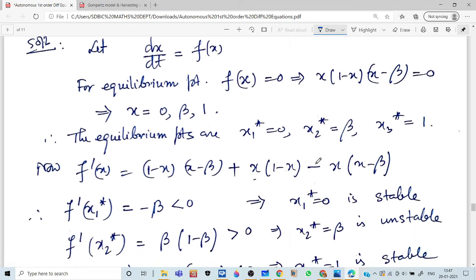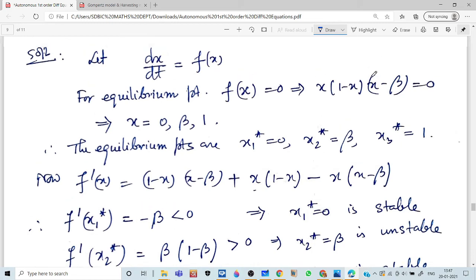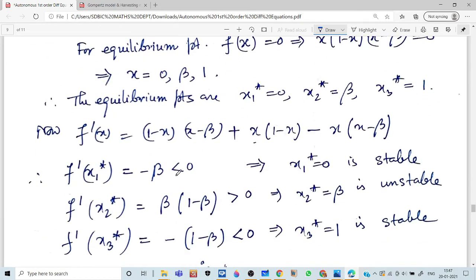So put f dash(x) at the point x1 star equal to 0. The second term is 0, the third term is 0, and from the first term, when x1 star is 0, we get minus beta. Obviously beta lies between 0 and 1, so minus beta is negative. So f dash at the point x1 star is negative, and x1 star equal to 0 is stable.